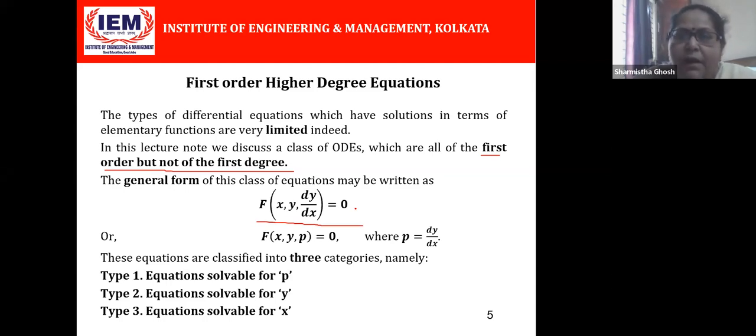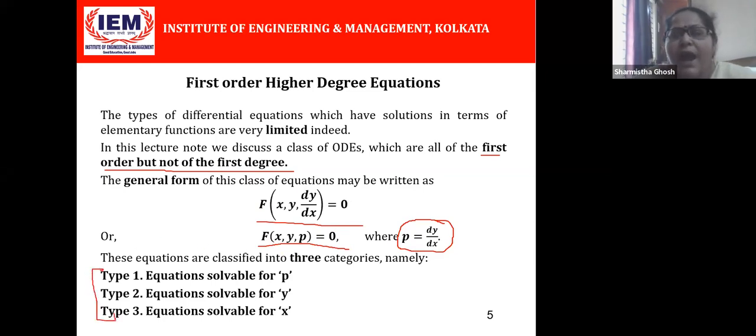But yes, mind it, I can have (dy/dx) whole square, or (dy/dx) whole cube in our equation, because my equation now need not be of first degree. Basically, we would be focusing on higher degree equations. And as already mentioned, this is a very standard notation that we write p for this derivative dy/dx. So in another way, we can say that the equation is written as some function of x, y, p equal to 0.